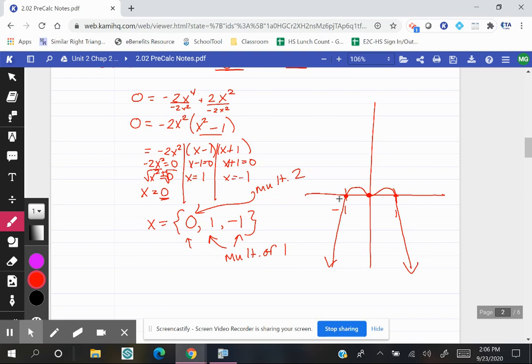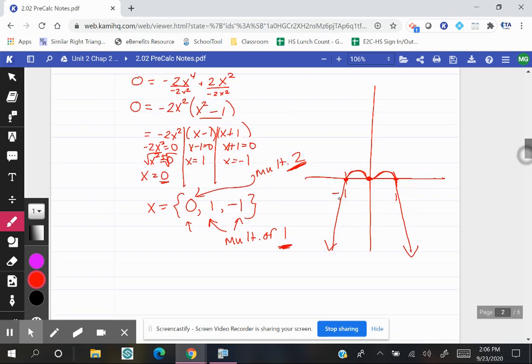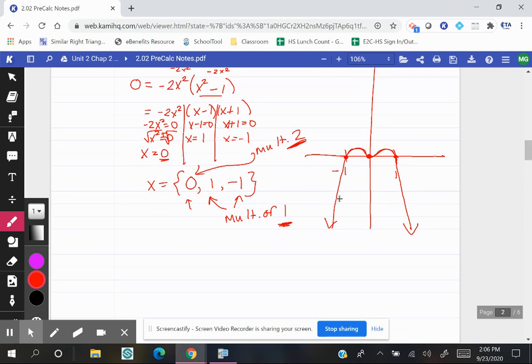Notice, though, at the 0, where it has a multiplicity of 2, an even multiplicity, it doesn't actually cross through the x-axis. It's tangent to the x-axis. So it hits at 0 and kind of bounces off. But at -1 and 1, where you have an odd multiplicity of 1, it's going to cut through the x-axis right there. Another good thing to notice here is you should always make sure that your number of zeros is equal to the highest exponent.